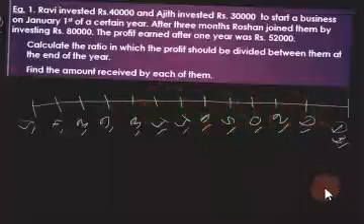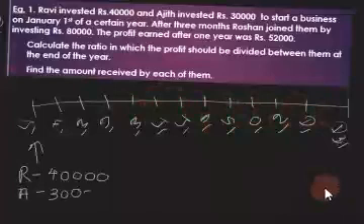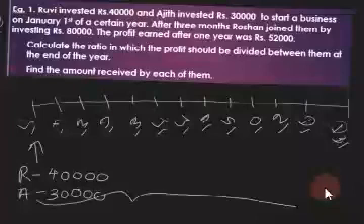For January 1st, Ravi invested 40,000 and Ajit invested 30,000. Profit is normally calculated at the end of the year. So there are 12 months. They have invested their money for 12 months.